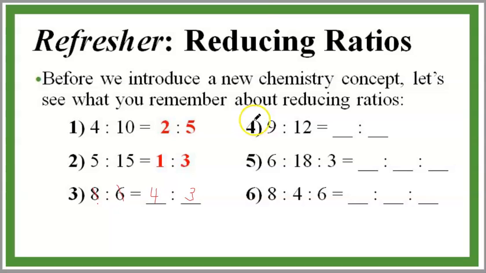All right, keep going. Try it out. What is the factor that we can simplify these both by? That's going to be 3. So 9 divided by 3 is 3. 12 divided by 3 is 4.